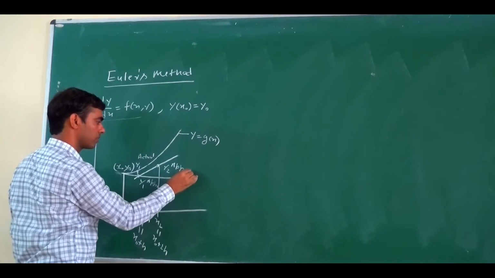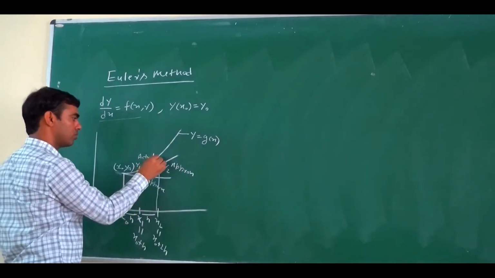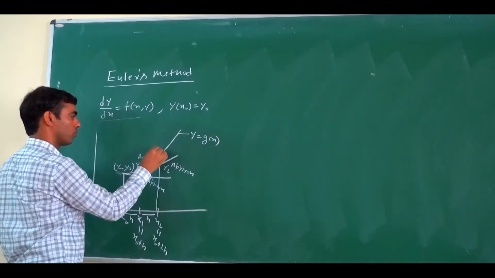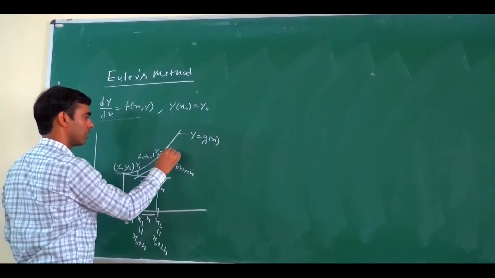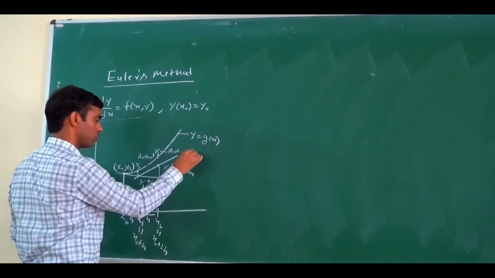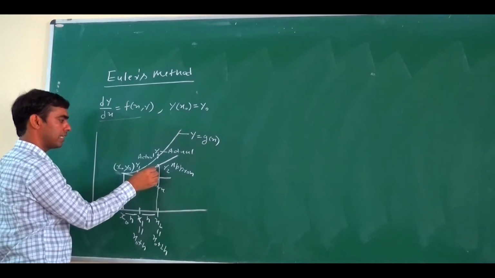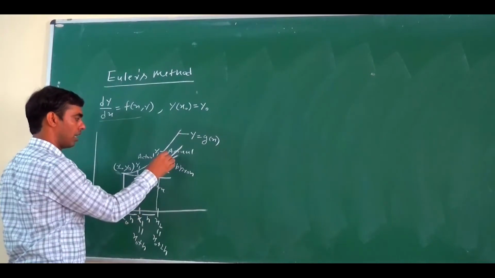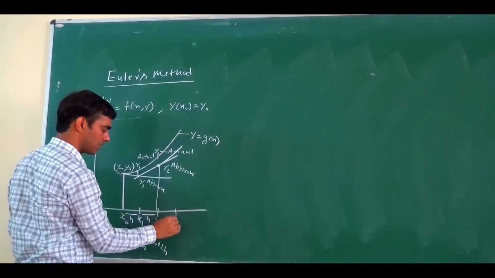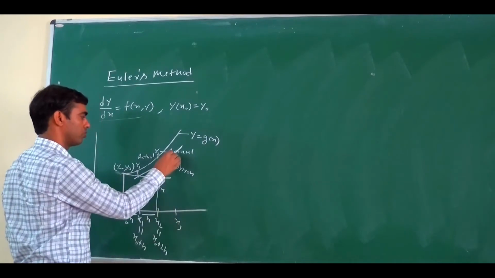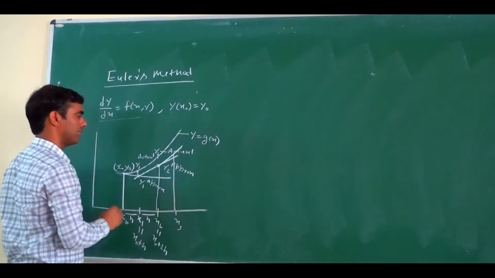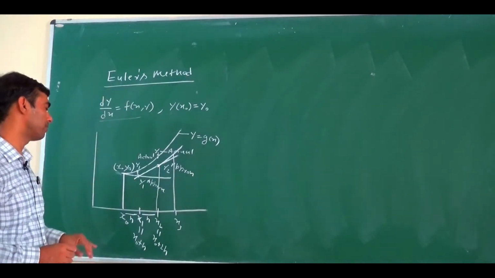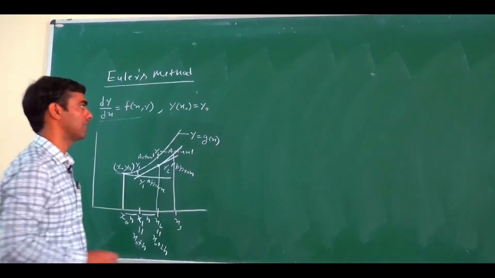Y2 approximate, and this is y2 actual. In this way, again we draw the tangent at this point and find the next value of the solution, y3 approximate. So this is the way we find the approximate solution with the help of the Euler method.